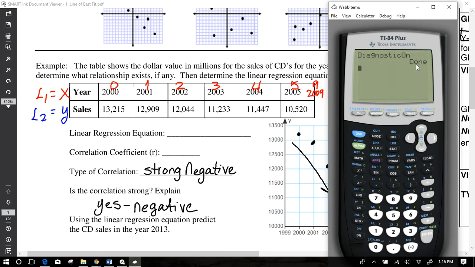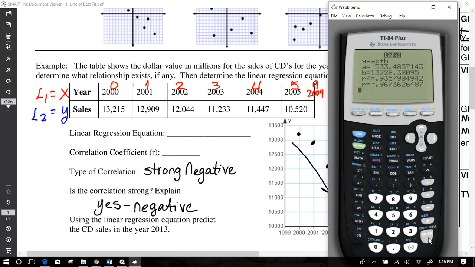After I've entered my data and turned on my diagnostic, I'm ready to get the line of best fit and correlation coefficient values. So I'm going to go back to Stat, key over to Calc. Option number 4 is linear regression, so just hit 4. And I'm going to hit enter till I get to calculate, and that'll be my last time to hit enter. And now I have all the information that I need.